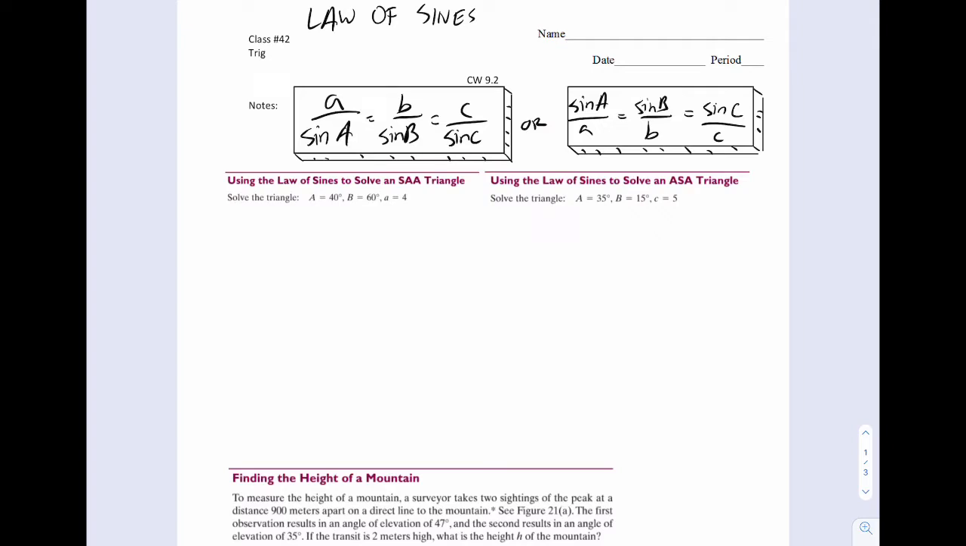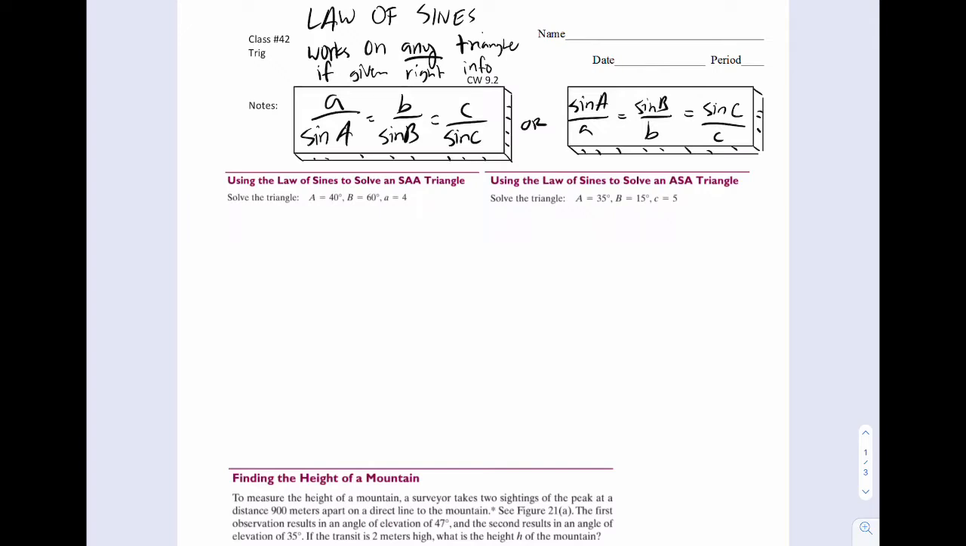What's really cool about this law is that it works on any triangle if given the right info. For Sohcahtoa, for example, that only works on right triangles. But the law of sines can actually work on any kind of triangle as long as you have information like the ones we will have today. So let's get right into it.